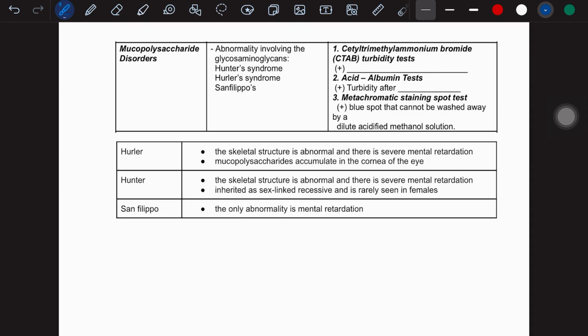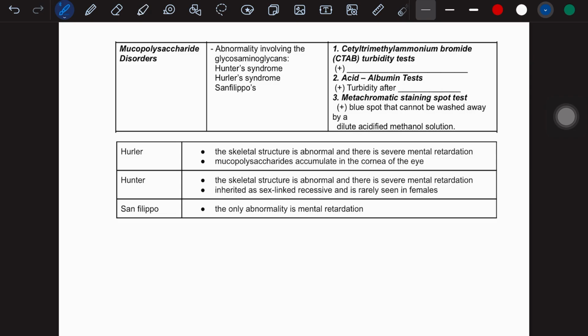Now let us proceed with our mucopolysaccharide disorders. This is an abnormality involving the glycosaminoglycans. We have many types of mucopolysaccharidosis, but the best known are your Hurler, Hunter, and Sanfilippo syndrome.